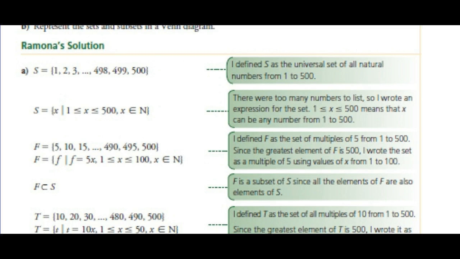1, 2, 3, ... 498, 499, 500. There are too many numbers to list. You could list them all, but you're not going to. So we can list it using a different notation. Let S equal the set of all X such that X is between 1 and 500 inclusive, including 1 and 500, and that X is a natural number. So we're just saying that S is the set of all natural numbers between 1 and 500 inclusive.